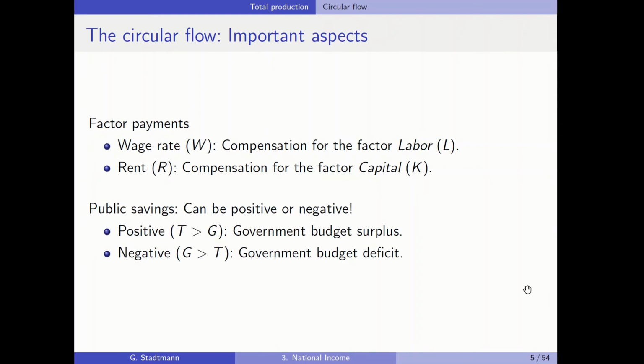Furthermore, public savings, like savings of the government, can be positive or negative. In case that tax income is larger than government spending, then public savings is positive. The government is running a government budget surplus. And in case that government spending is larger than tax revenues, then public savings is negative and the government runs a government budget deficit.